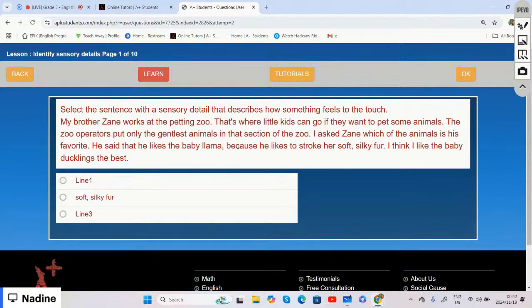And if we were to select the sentence with the sensory details that describe how something feels to the touch, then we'll go with option two. Because we said that the llama is soft and has soft, silky fur.